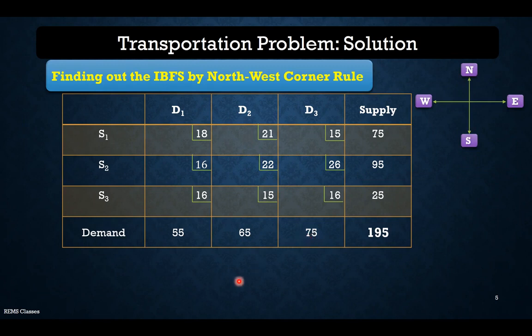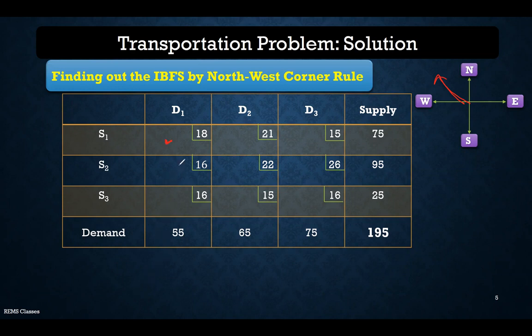We are plotting the directions north, south, east, west like this. So this is the northwest corner. We will start the allocation of the problem from the northwest corner. We will start allocating from this cell.